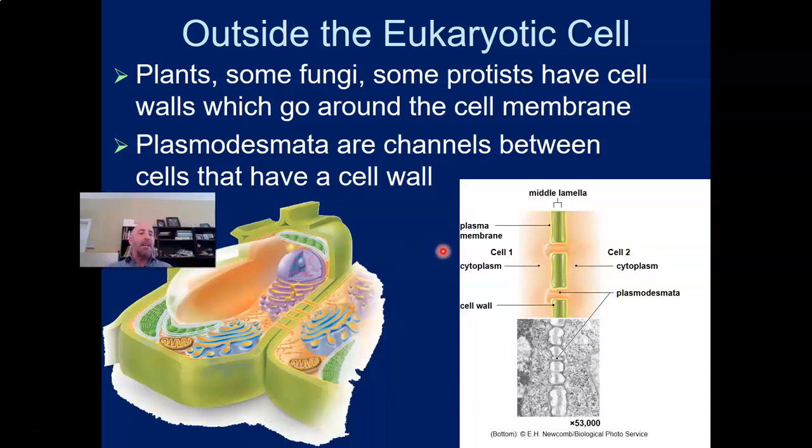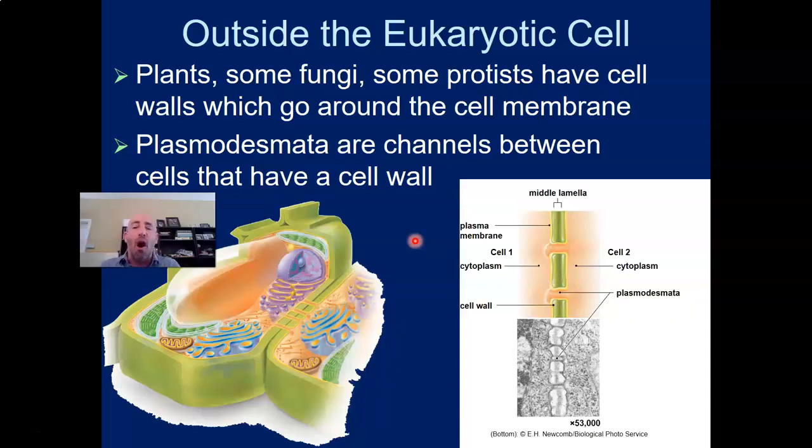Yay! Okay, so let's move outside the cell. We talked about all the organelles inside the cell. We are now going to talk about outside of the cell. So plants, all plants, some fungi, some protists. I'll give you a hint. I don't like testing you on some. I like testing you on all. So plants have cell walls. Some fungi, some protists as well.